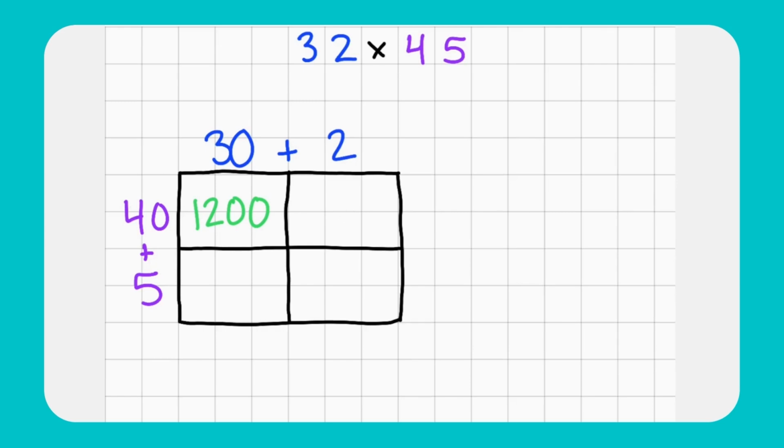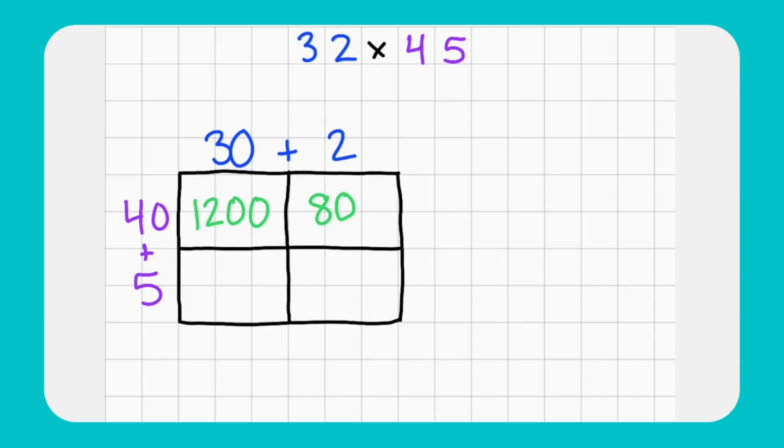Let's move on to the next box, 40 times 2. 4 times 2 is our basic fact. 4 times 2 is 8. And there is 1 0 from the 40 for that tens place. So we have 1 0 in our answer. 40 times 2 is 80.